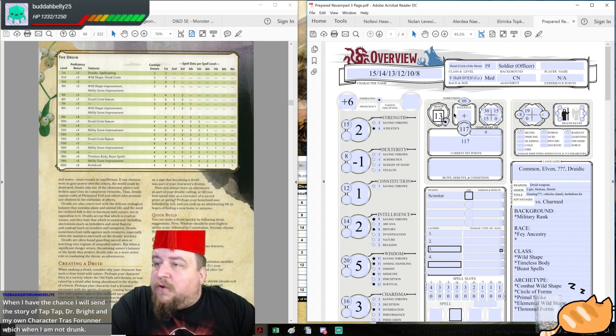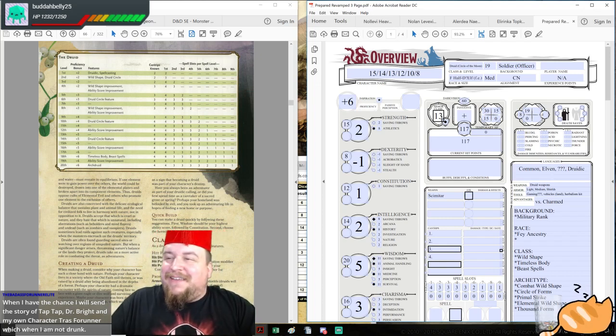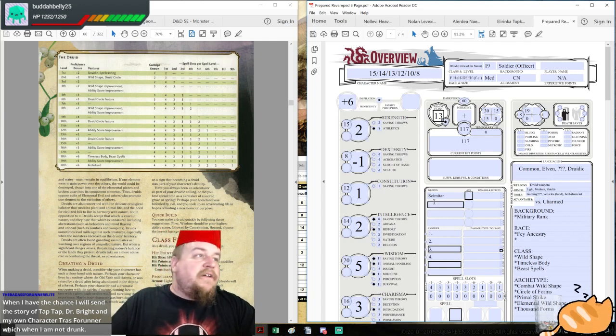Dark Wolf gives us a woo. Death count runs and hides in the shadows for bringing up such an overused joke. Oh, yeah, for the arrow to the knee, yeah. Mantarok memes. A bag full of memes. That's great. Forerunner, when we have the chance, I will send the story of Tap Tap, Dr. Bright, and my own character. Yeah, please. Please do so, Forerunner.